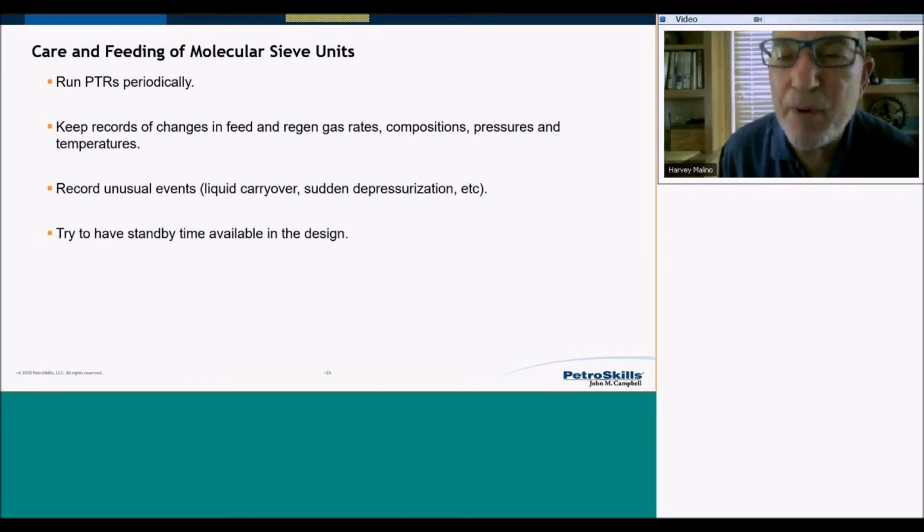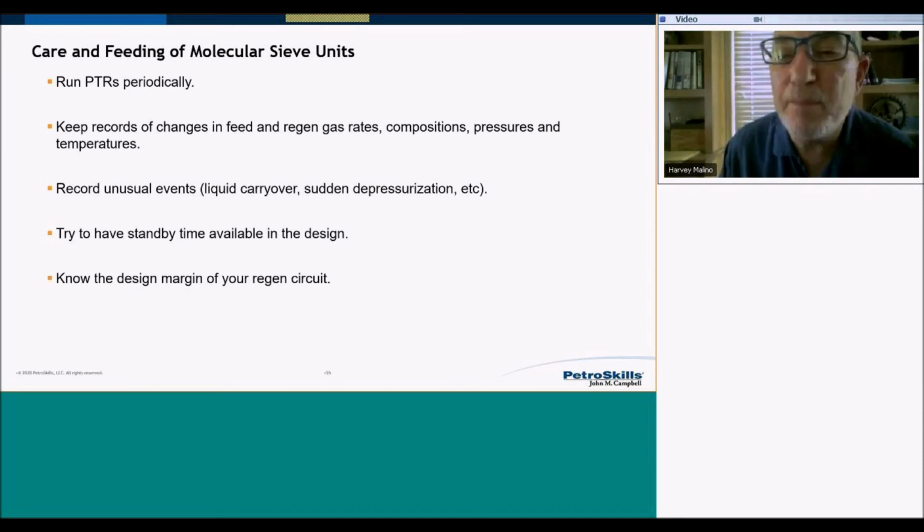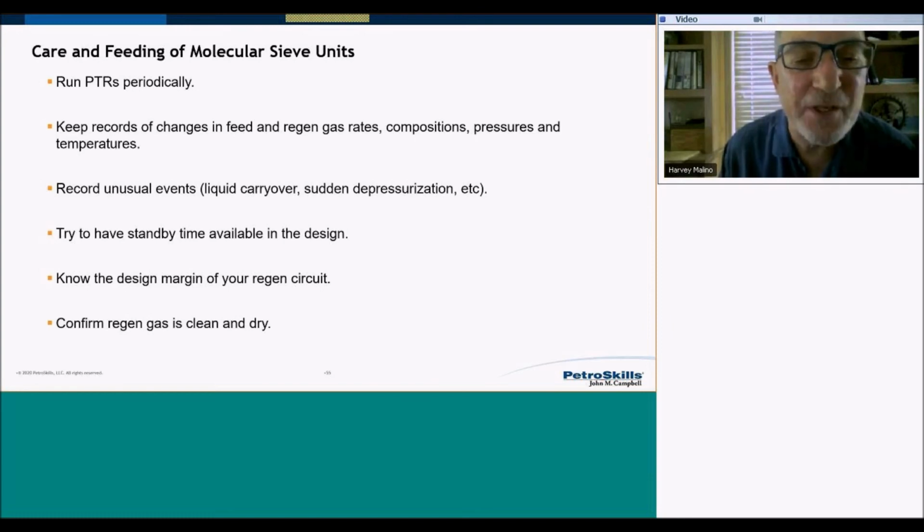Try to have standby time built into the unit. I've said it numerous times. That should be a key learning point for you. Standby time is good. And know the design margin of your regeneration circuit. If you have the 10% design margin in your regeneration circuit, that can translate to extra standby time. And confirm that your regeneration gas is clean and dry. Make sure that you're using the proper gas to regenerate. Otherwise, you'll never achieve the adsorption performance that you're looking for.